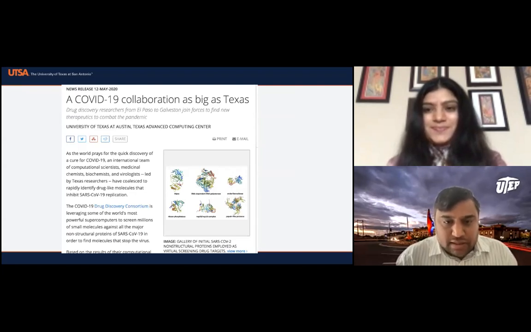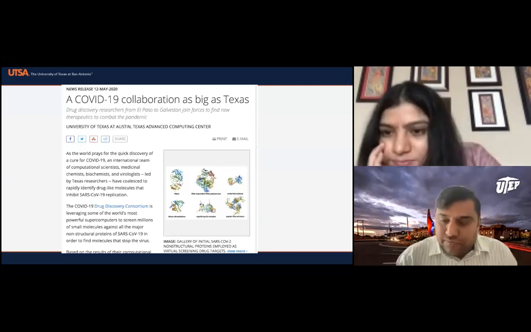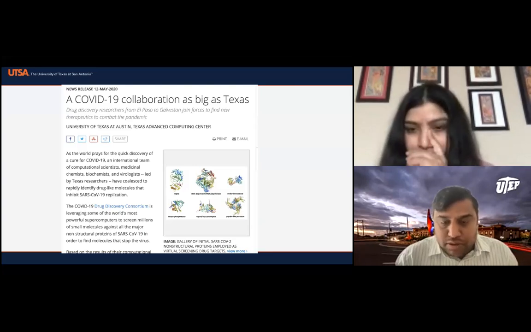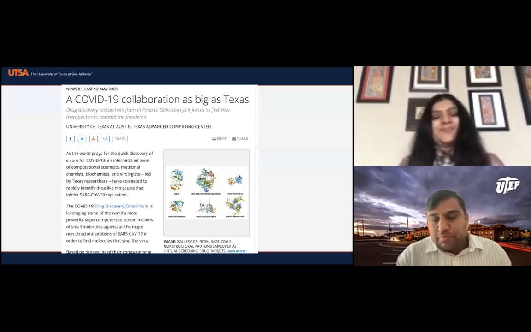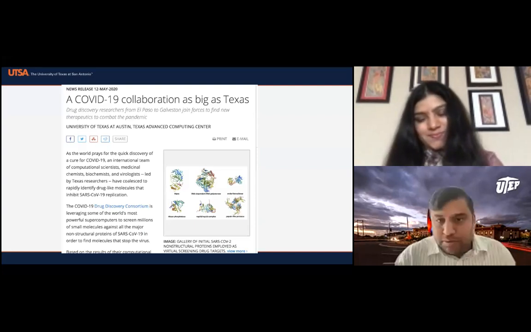We all came together and started collaborating, trying to work collaboratively on this project, and we leveraged all the resources. So we have TACC. TACC has some great supercomputers, but it's not just the supercomputer. We wanted to take everything faster.